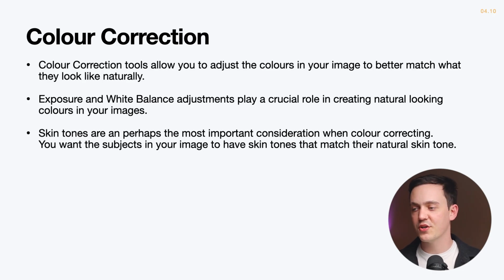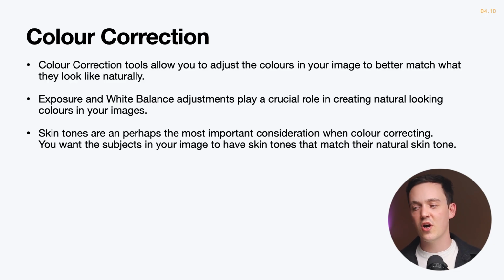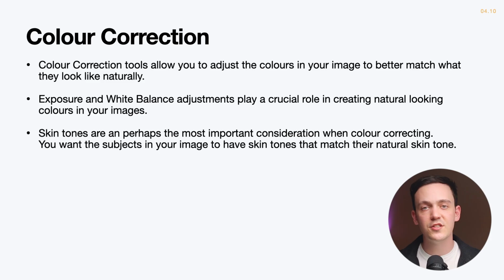The process of color correction is focused on adjusting the colors of your image to better match what they look like naturally. Both white balance and exposure, which we discussed earlier, play a crucial role in creating natural looking colors in your image. Skin tones are perhaps the most important consideration when color correcting photos where people are present. You want the subjects in your images to have skin tones that match their natural skin tone. Over darkening or brightening, over or undersaturating, or changing the hue of someone's skin color is never a good look. This means that you should be carefully considering your subject's skin tone.